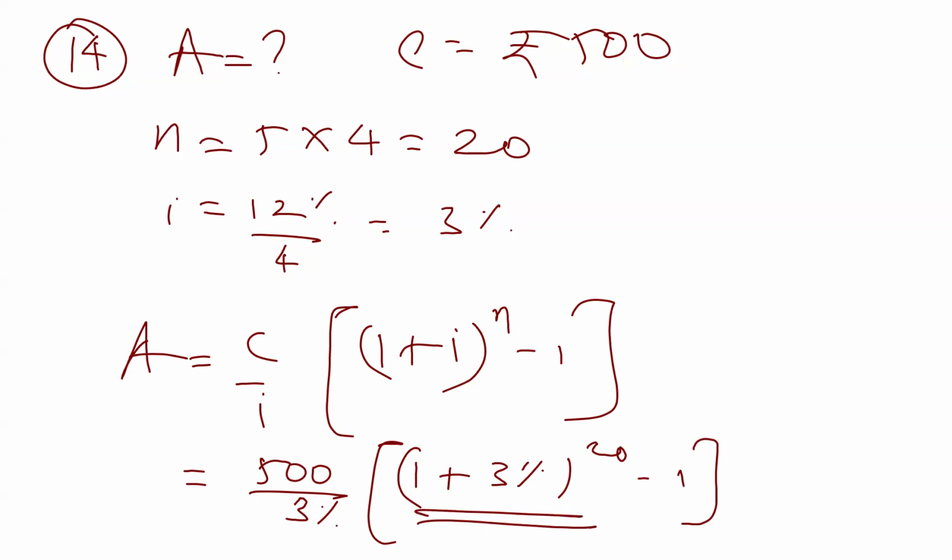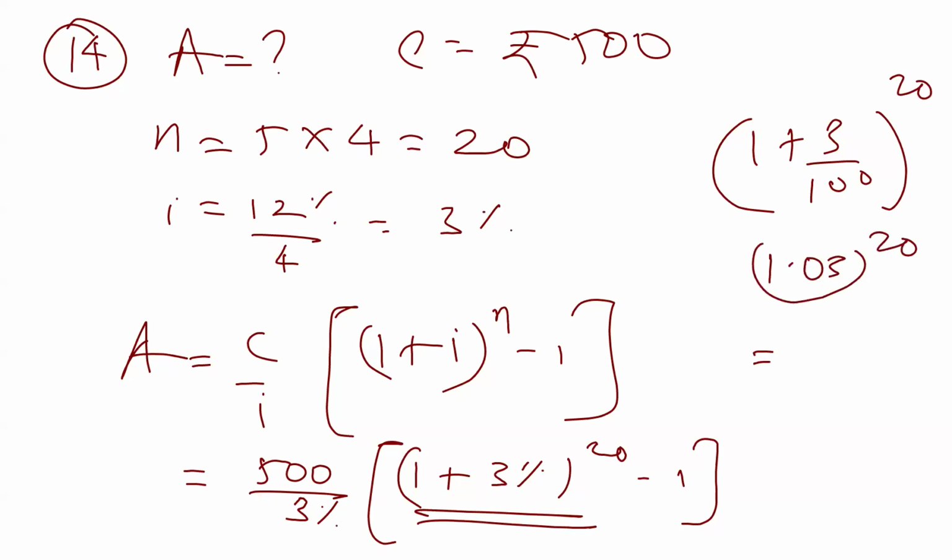This is 1 plus 3 upon 100 raised to 20, that is 103 upon 100, that is 1.03 raised to 20. This value will be given to you in the exam, which is not mentioned in the textbook. So this is 1.8061. You can make a note of this. This value will be given to you. Don't worry. Let us go to question number 15.